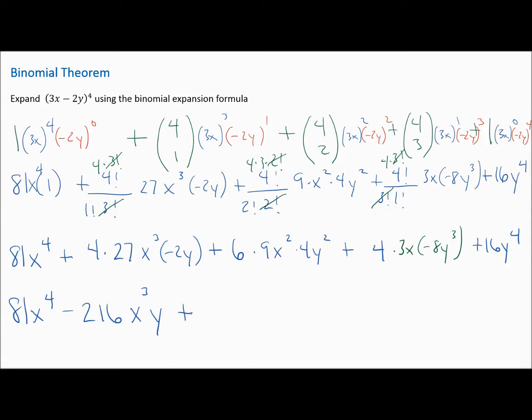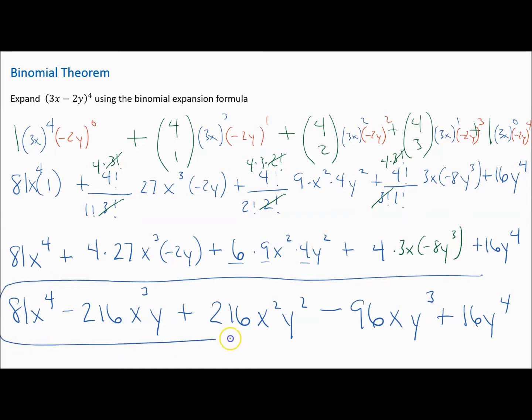6 times 9 times 4 is another 216, and that's going to be x squared, y squared. Okay, so 6 times 9 times 4 is 216, and then x squared times y squared. Okay, now this is going to be a minus. Okay, now I've got 4 times 3 is 12 times 8 is 96. I almost said that wrong. And then that's x to the first, y to the third, plus, and the last one already simplified, 16y to the fourth. And that is completely simplified.